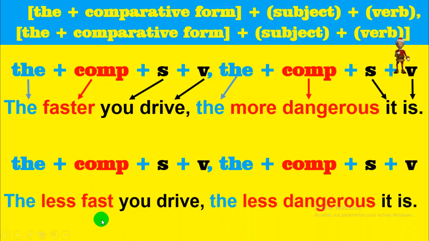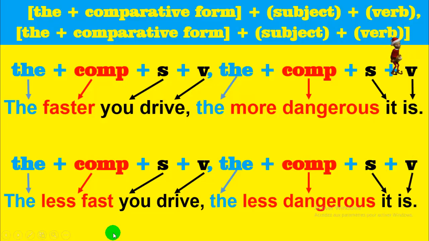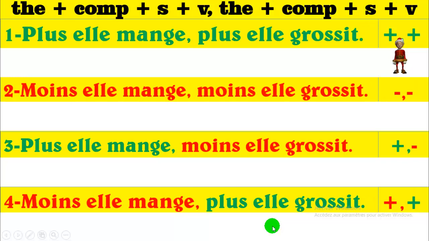The less fast you drive, the less dangerous it is. Moins tu conduis vite, moins c'est dangereux. So, the less fast, inferiority, you drive, subject verb. The less dangerous, inferiority, subject, verb, it is. So the less fast you drive, the less dangerous it is. The plus comparatif plus subject plus verb.